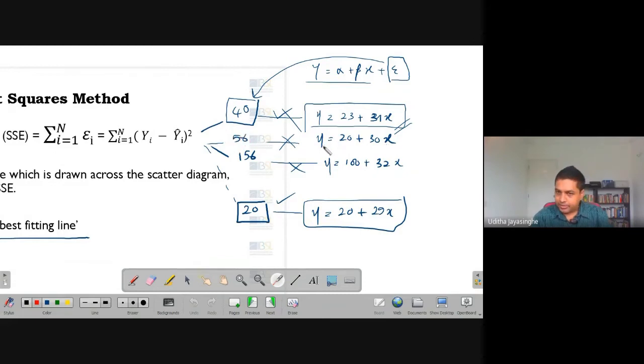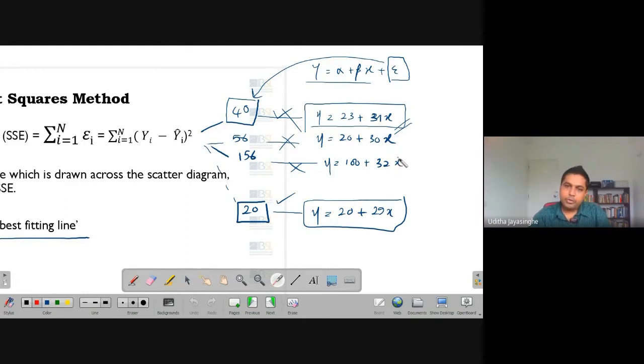Now this is the equation: y is equal to 20 plus 30x. Then you try a different line, a different shape, and you do this exercise again. Now what are we going to get? Another value, something like 156. Now what does looking at these two numbers tell you? The sum of all the errors in the first is smaller than the 156 of the second equation. What is that equation? That is y is equal to 100 plus 32x.